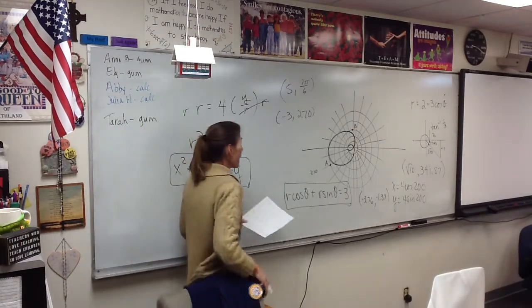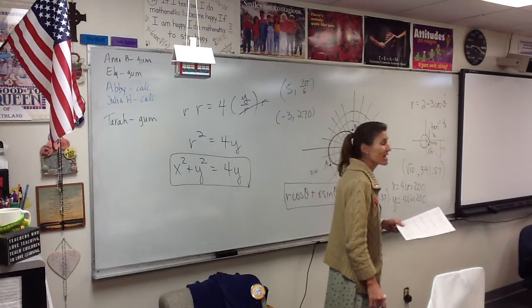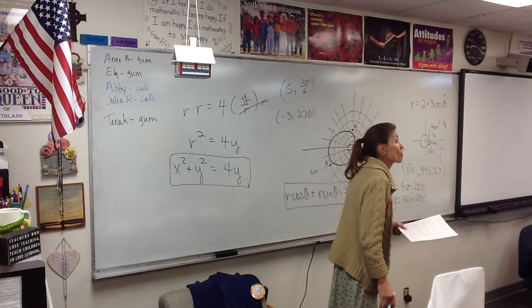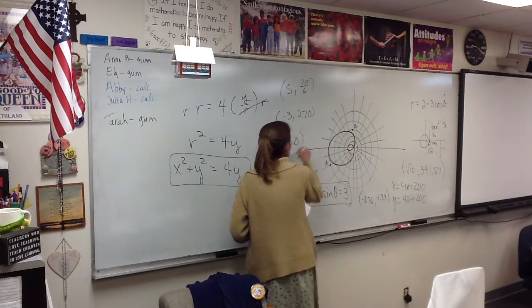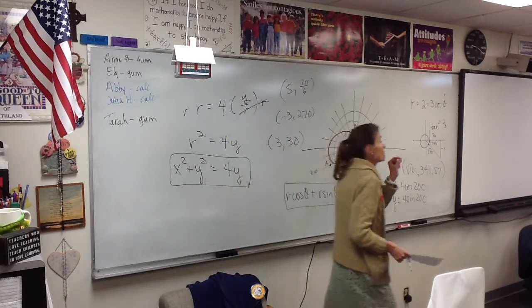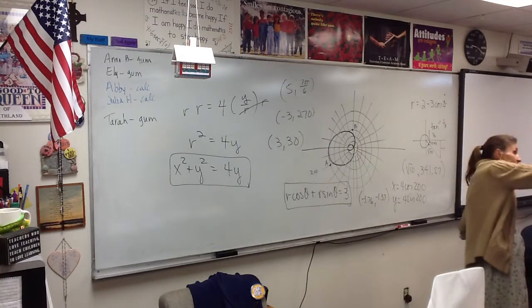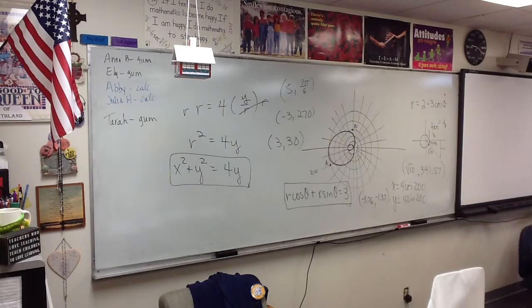Where would you plot the point negative 3 comma 210? You're not going to put it on the 210 line. You're going to put it on the 30 line, so you would plot it at 3 comma 30. Why? Because you need the exact opposite angle, and that means 180 degrees different. If you did 210 plus 180, that would be too big. So we do 210 minus 180, and we get 30. Got it?